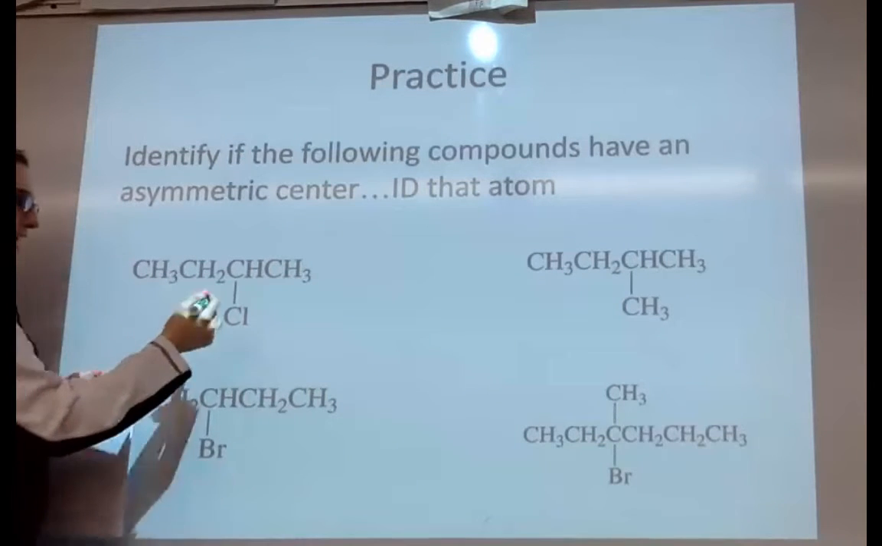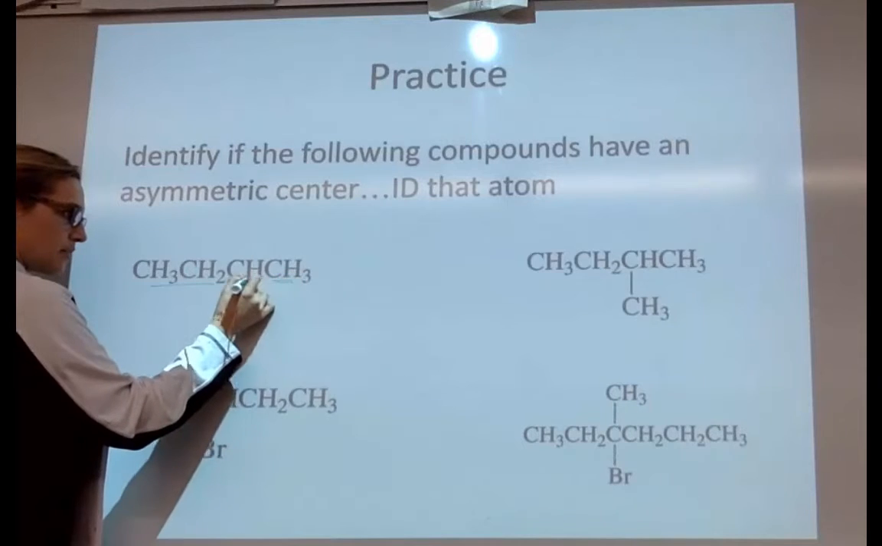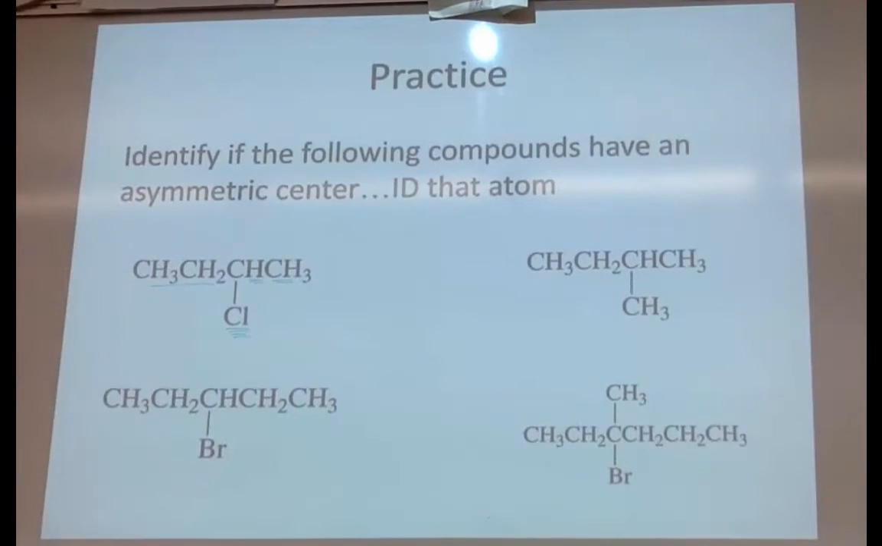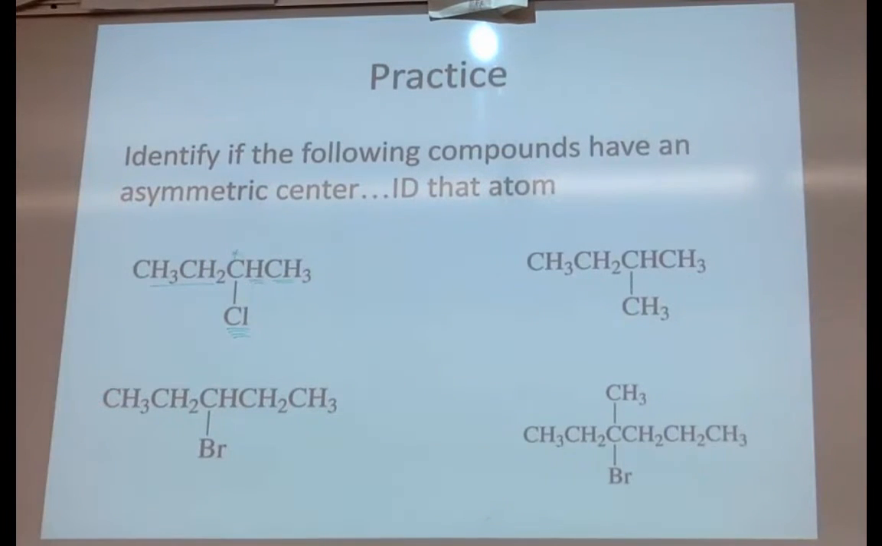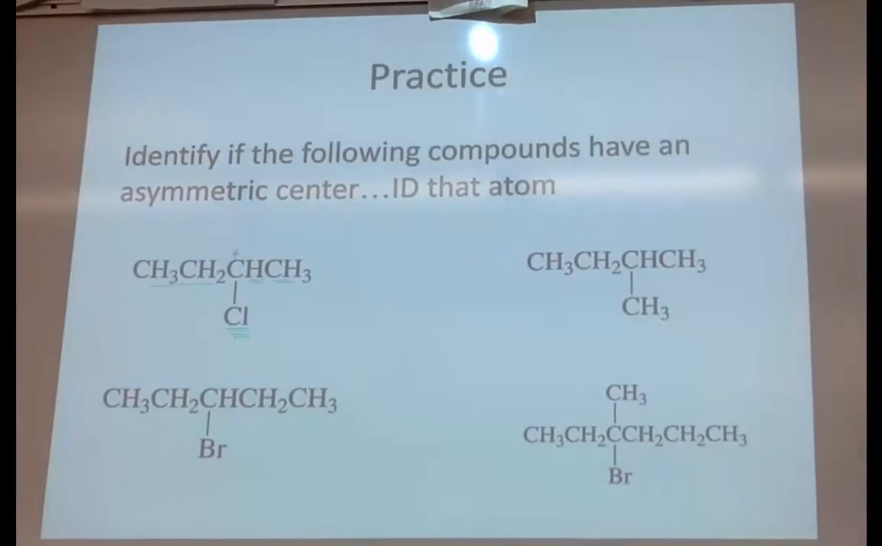This is just giving you the condensed. So this carbon is connected to ethyl, methyl, hydrogen, and chlorine. Are those 4 different substituents? Yes. This is a chiral center. All right, so go through and do that for the other 3. And I will give you a hint. Each one only has potentially 1 chiral center.